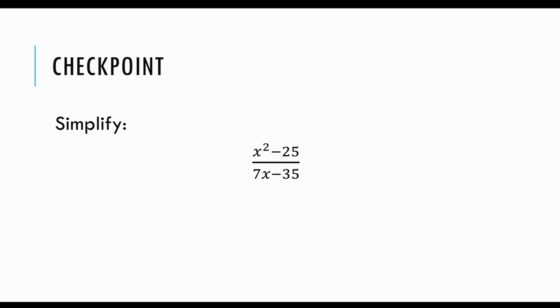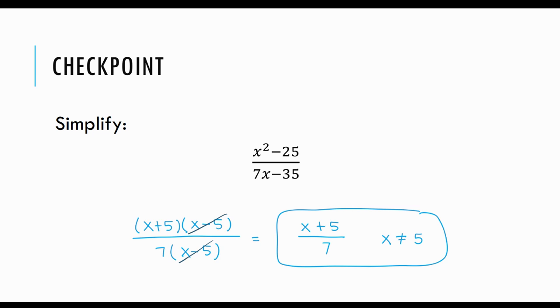So I would suggest that you pause the video and simplify this rational expression. So hopefully you noticed that the top is a difference of 2 squares. The bottom had a GCF. And so I was able to take out the x minus 5s. And so that leaves me with x plus 5 all over 7. Okay, I guess I haven't been talking about it, but I put it in my answer here.